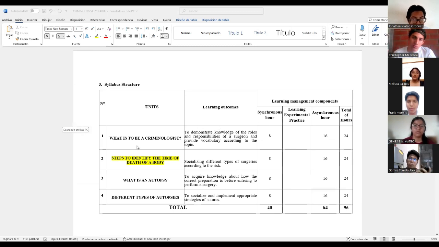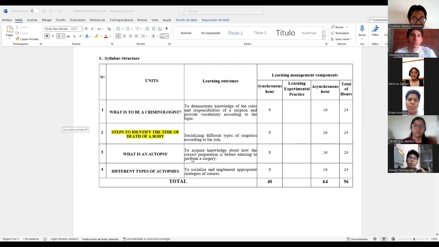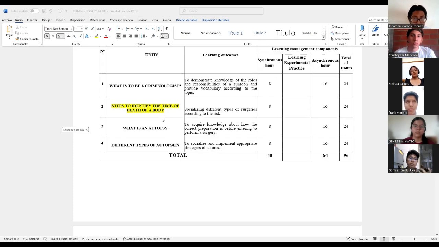Unit number 1 is what it is to be a criminologist. Unit 2, steps to identify the time of death of a body. Number 3, what is an autopsy? And number 4, different types of autopsy. We are going to work on unit number 2, steps to identify the time of death of a body.